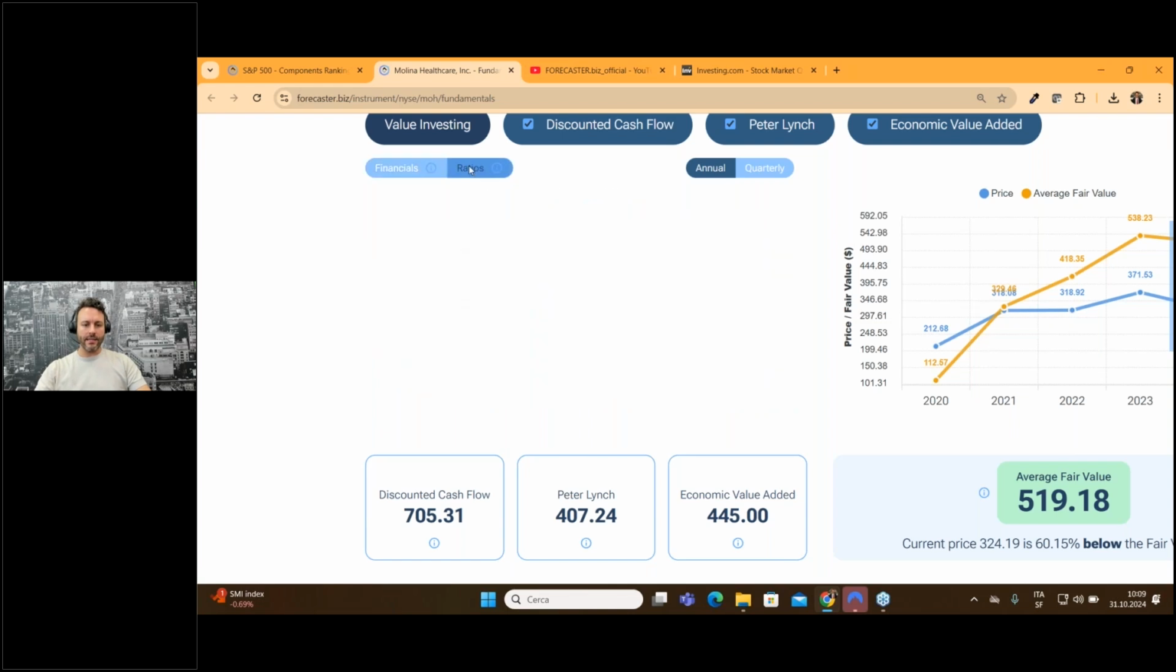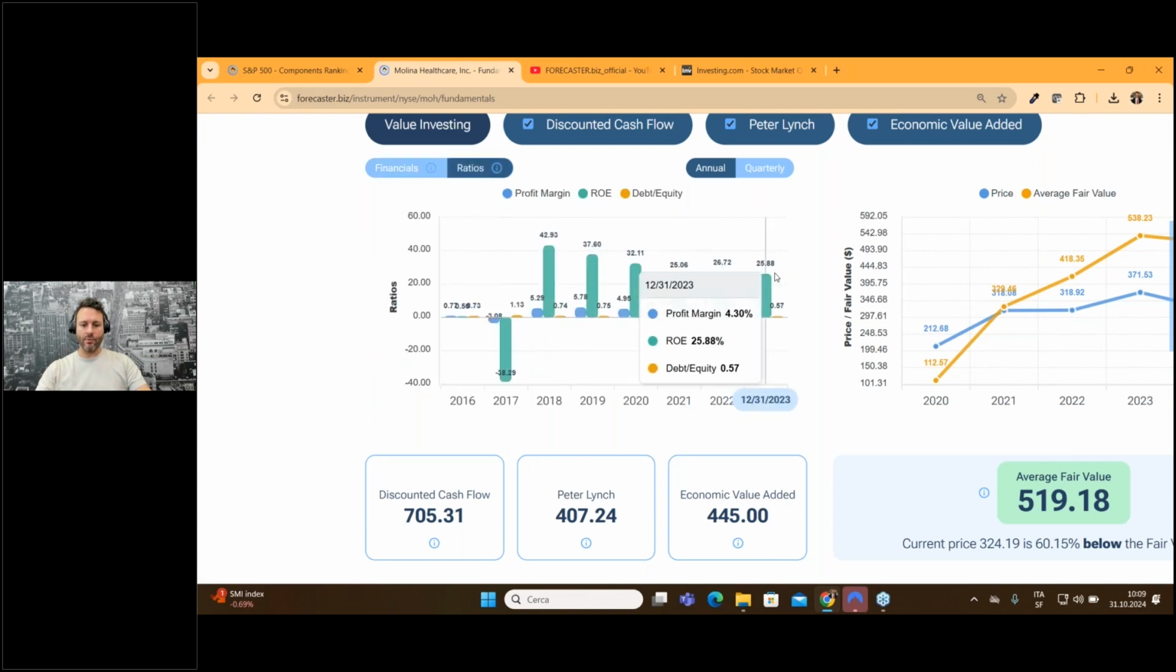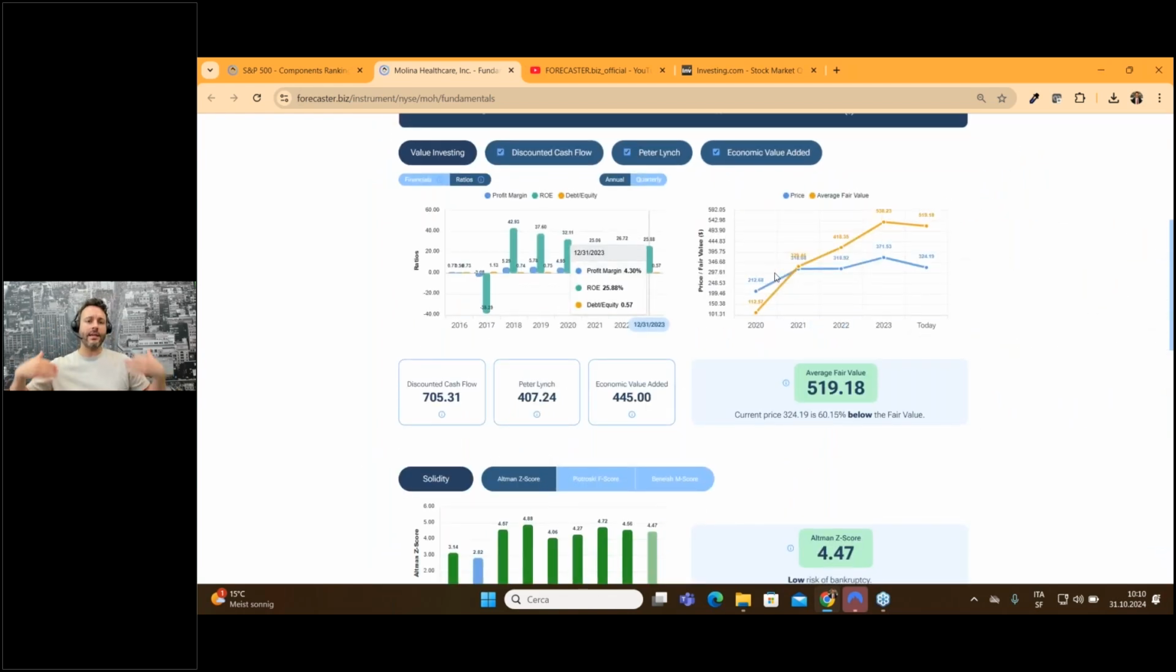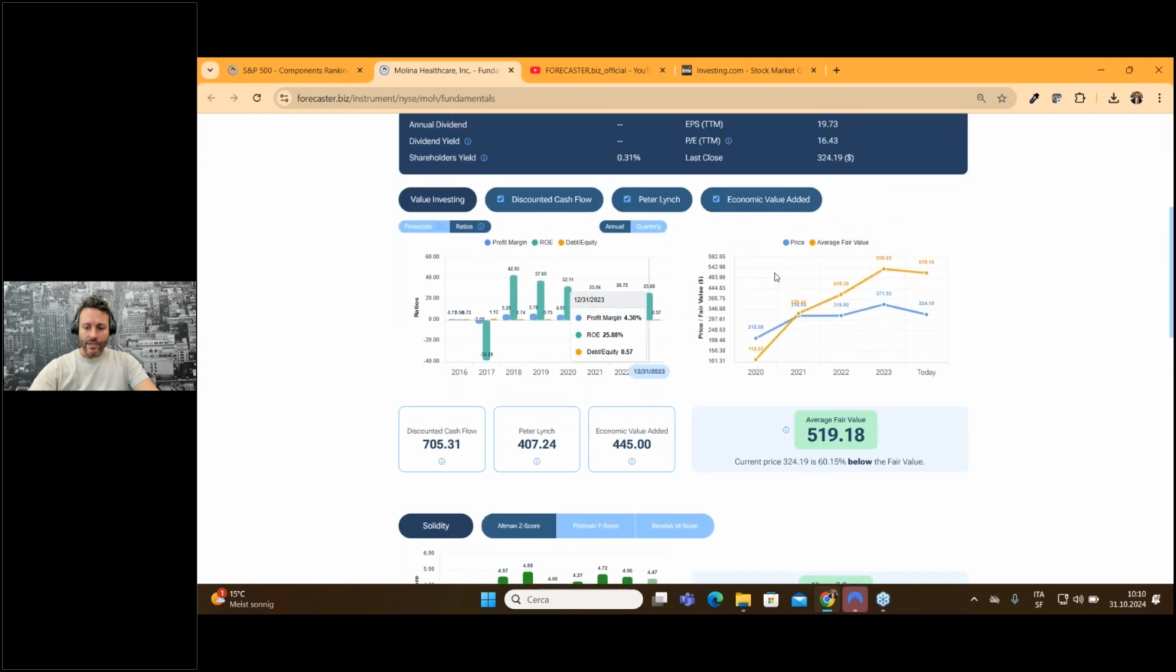If we go and see the ratios, we can find a very interesting situation with a very high ROE, 25% return on the shareholder equity, and very under-control debt, because as you can see, we find a debt to equity of 0.57. It means this company has more cash than debt, and this is something good because it means they are not using leverage.